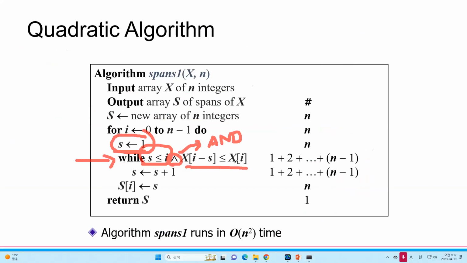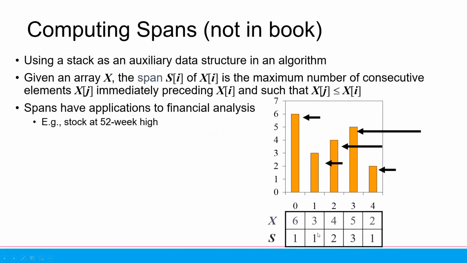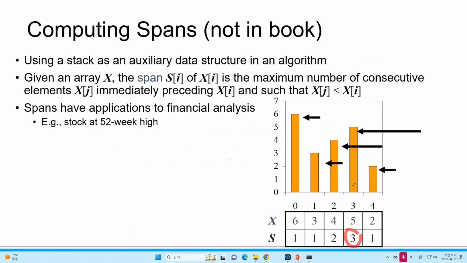So we want to know the span. The span means this one. If I have the span equal to 3, then the minimum index will be i minus this one, i minus the span.